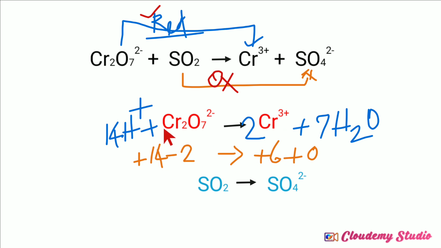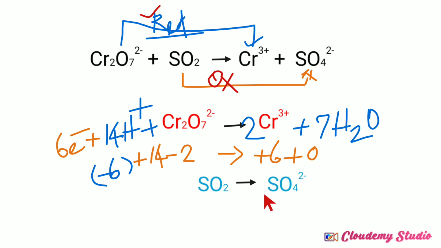In order to make the charges equal, both sides have to be plus 6. In the reduction reaction, gain of electrons takes place. Therefore the electrons need to be written on the left hand side of the equation. The electrons carry negative charge. How many negative charges do we need to balance the charges? 6 negative charges are required. Then only will the charges be equal on both sides. So we are adding 6 electrons to the left hand side. Now the reduction reaction is balanced.